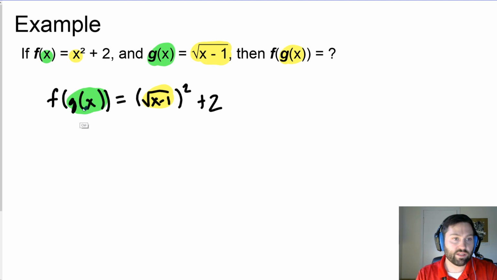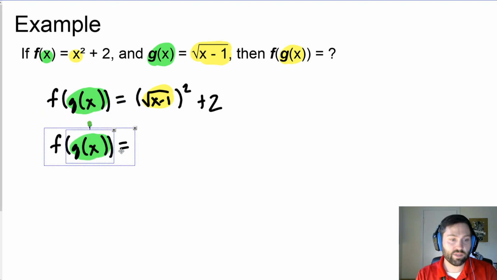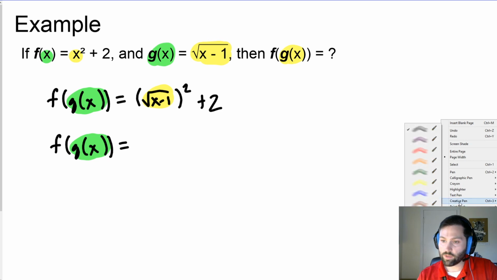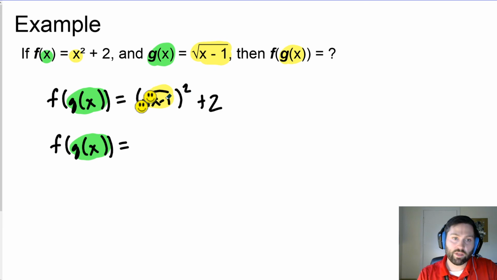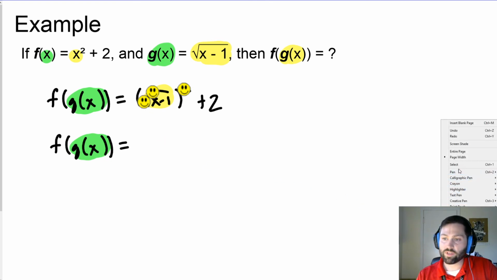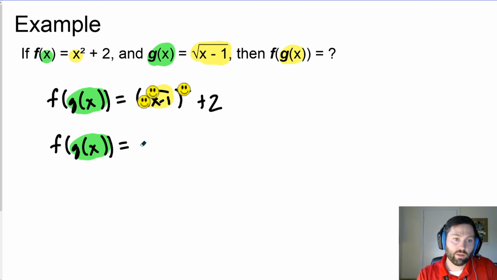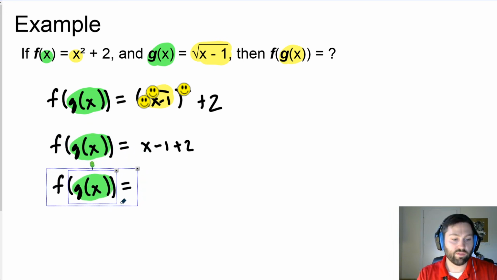On the left-hand side of the equation, nothing happens, and nothing should. You should not be attempting to simplify this whatsoever. But on this side, when you take the square root of something and then raise it to the second power, you square it, they undo each other. So I'm going to get a creative pen here for you guys. Happy face. This cancels with the 2 up here. All right? So, whoop, they're gone. They're happy and they've run off together. So all that I'm left with is what was underneath. So I get x minus 1 plus 2. So when it all comes down to it, I can then say that f of g of x is equal to x, and then negative 1 plus 2 is positive 1.